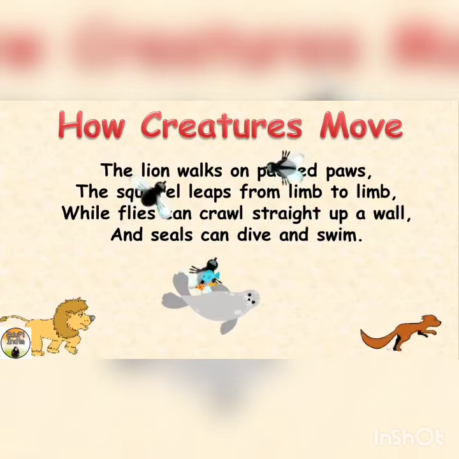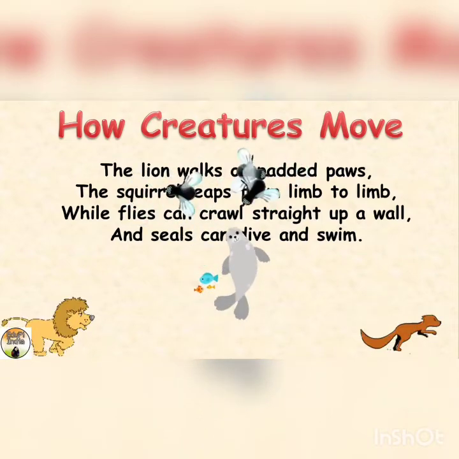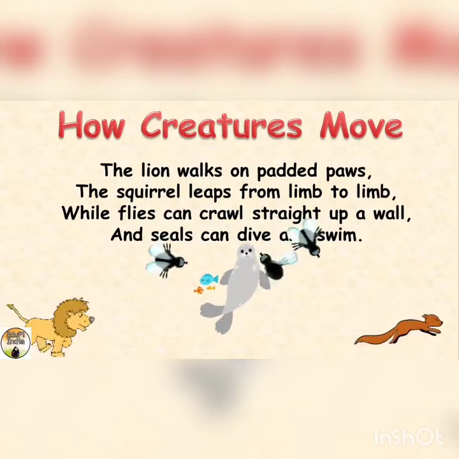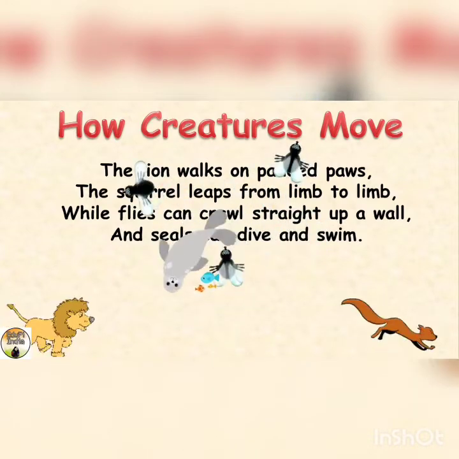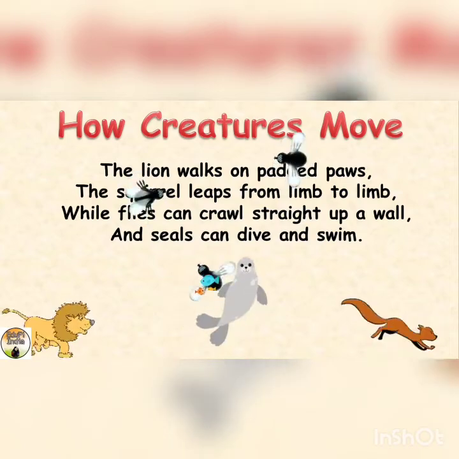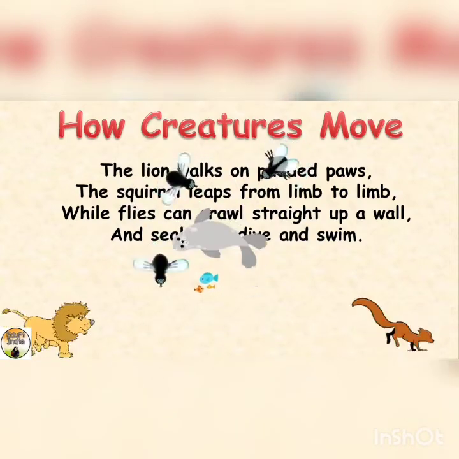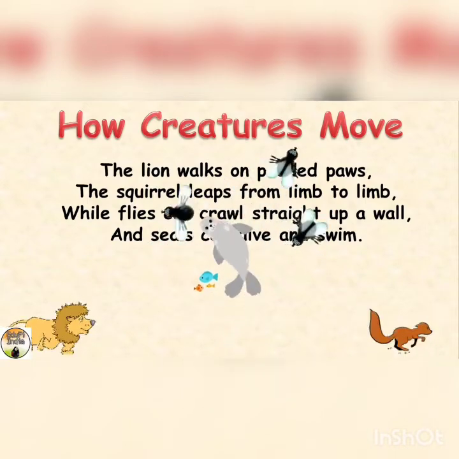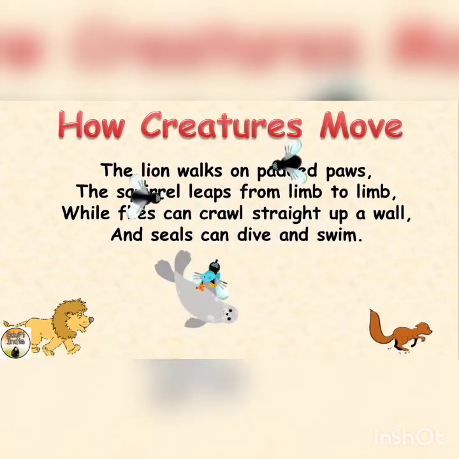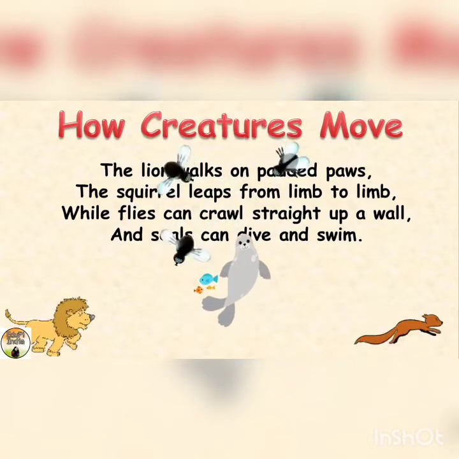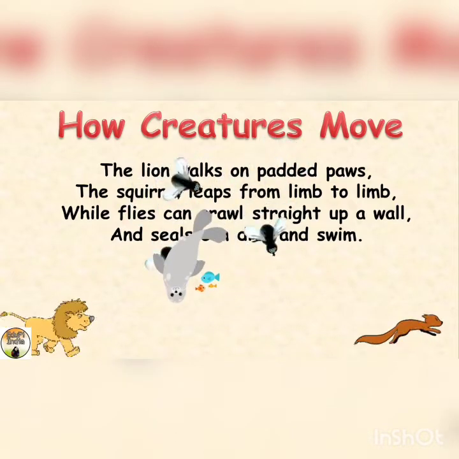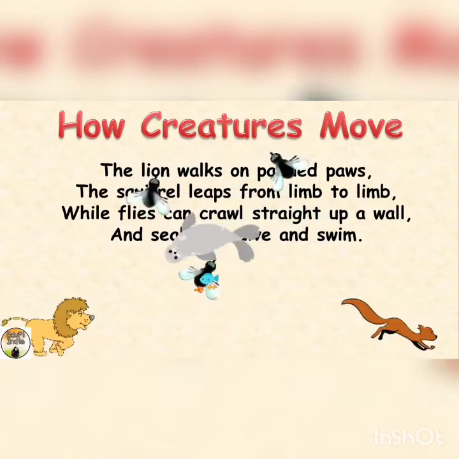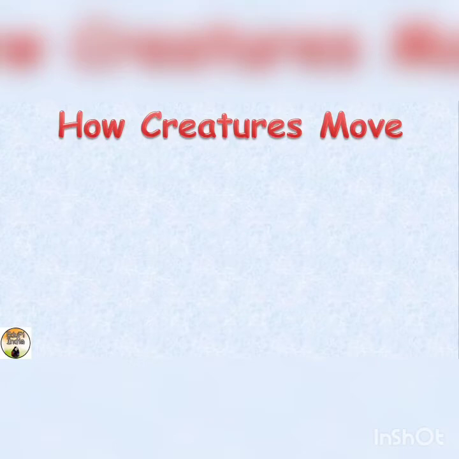So you note down these specific movements like leaps, walks, crawl, dive and swim, and you see with which they do it, like padded paws or limb to limb, like that. What we are learning here are the various very typical movements which are made by different animals because they have different kinds of organs. So we'll move to the next paragraph then.